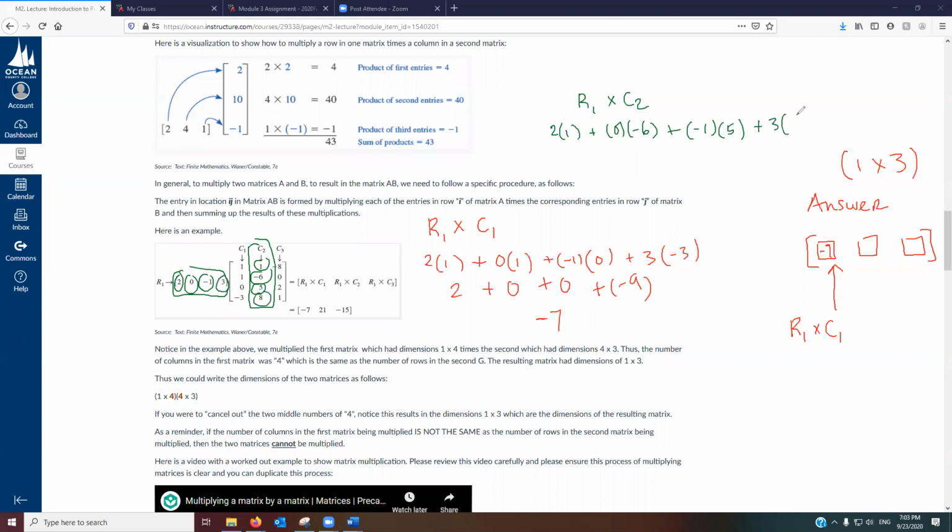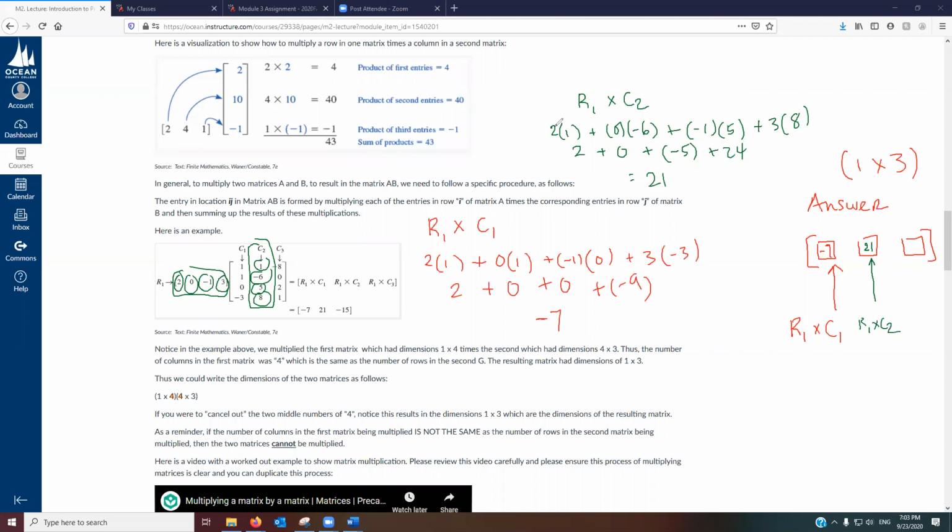And now I'm going to add all these results together. Let's see, this is 2 plus 0 plus negative 5 plus 24. And I think that works out to be 21. So I'm going to put that answer here, 21. So that was row 1 times column 2.